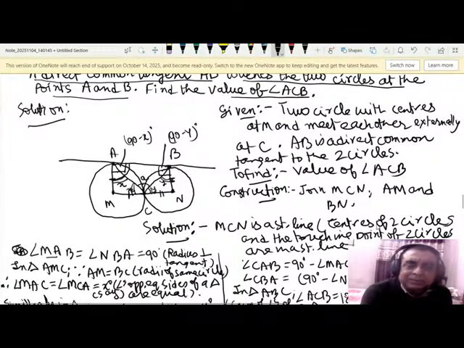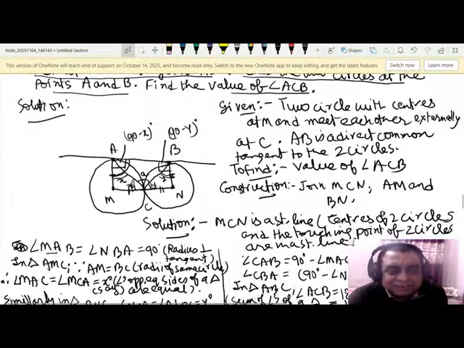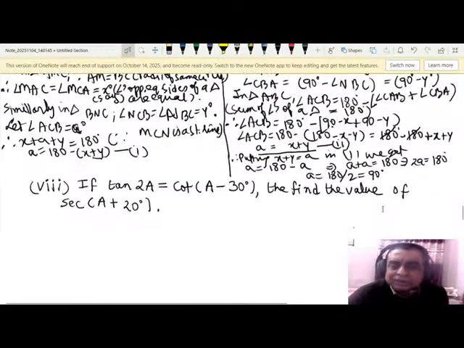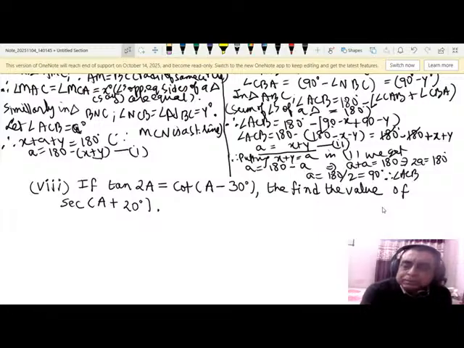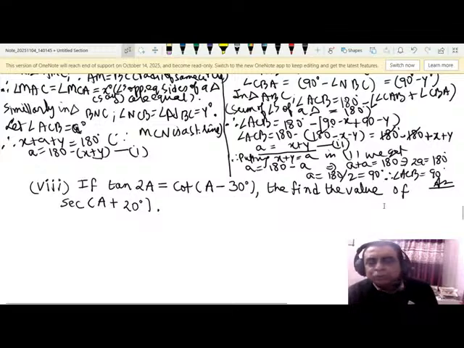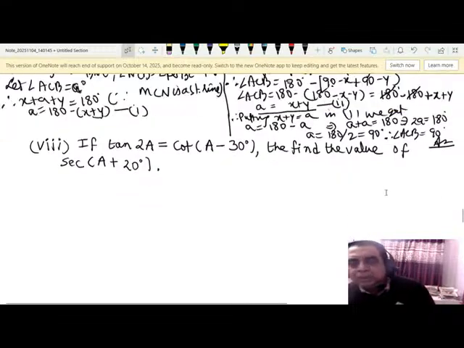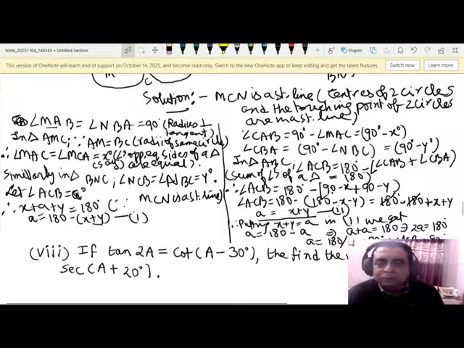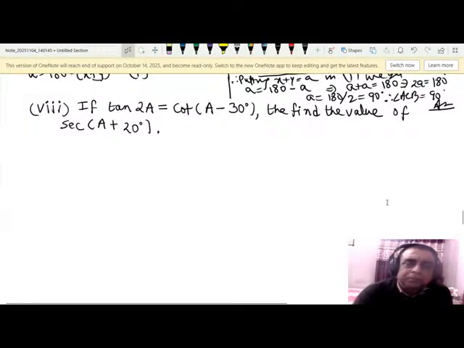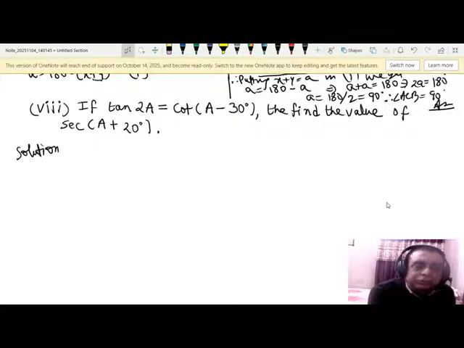Now angle ACB we have taken as A. So angle ACB value is 90 degree. So therefore angle ACB is 90 degree. So that is the answer. I hope you must have understood. So now I am moving to the next part, number 8. So now we will be doing the 8th part of question number 4.